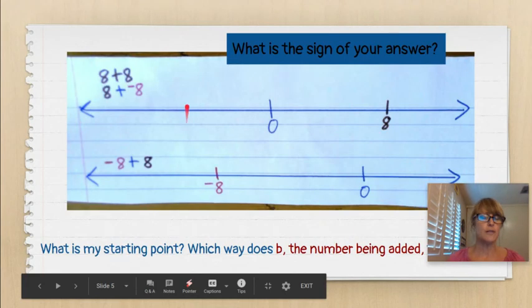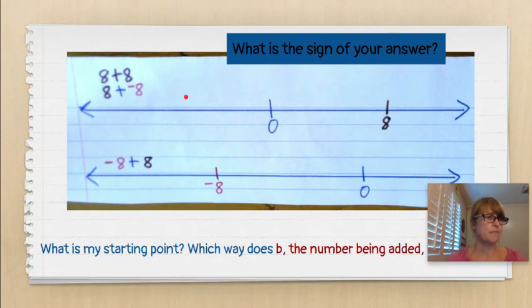Okay, so let's try some. If both numbers are positive, you're going to start to the right of zero. Oh, hold on. Wrong slide. Let's get to the right slide. Okay, here we go. So let's try some. We have 8 plus 8. We're going to start with this one first. So I'm going to start at 8. And if I'm going to add 8, I'm going to go to the right. I'm going to go to the right 8 steps, and that's going to land me at 16. It's just like 8 plus 8.